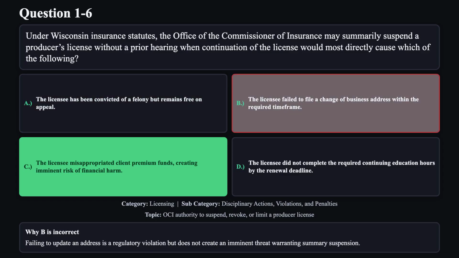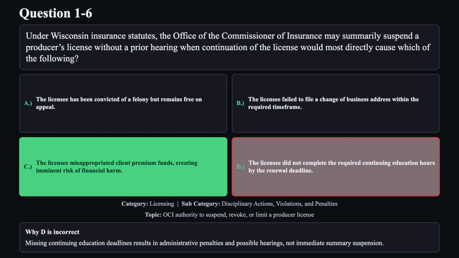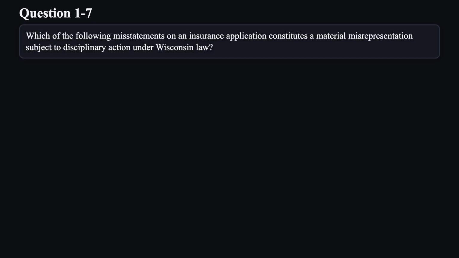Reason B is not correct. Failing to update an address is a regulatory violation, but does not create an imminent threat warranting summary suspension. Reason D is not correct. Missing continuing education deadlines results in administrative penalties and possible hearings, not immediate summary suspension. Question 7.